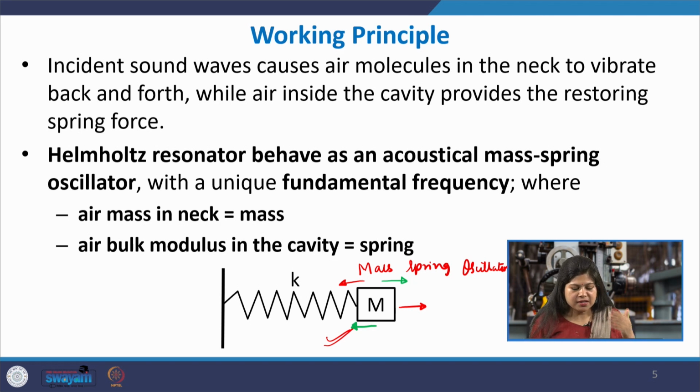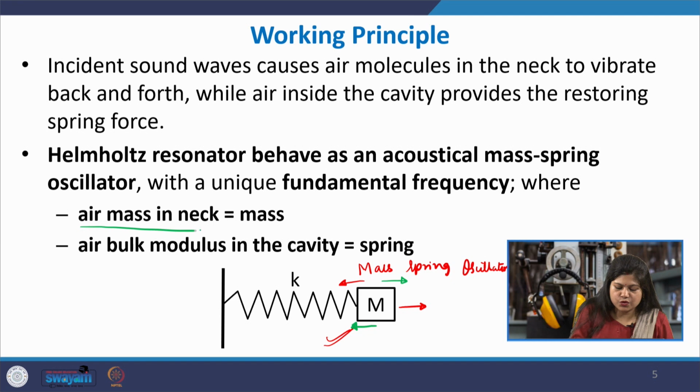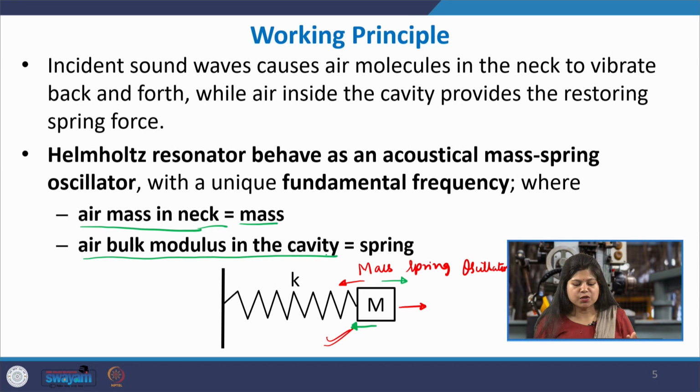They are being resisted by the compressibility, or the bulk modulus, of the air within the cavity. So their motion is being opposed by the bulk modulus of the air within the cavity of the resonator. That acts as your spring element. So this becomes the mass, and the bulk modulus of the air within the cavity resists the expansion and contraction initiated by this back and forth motion. This becomes your spring which is trying to resist the motion, and hence oscillatory motion is set.